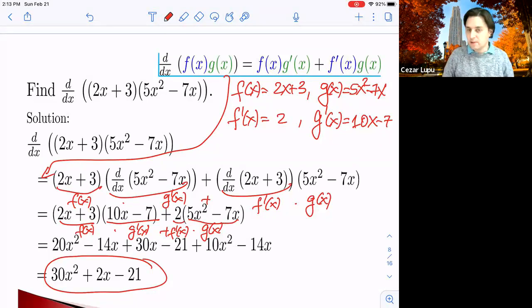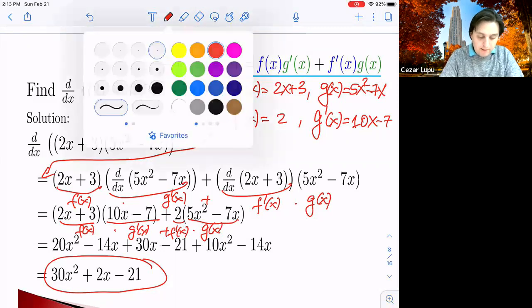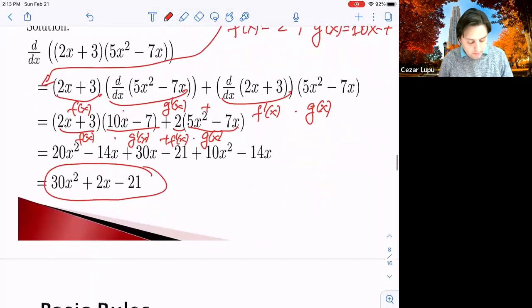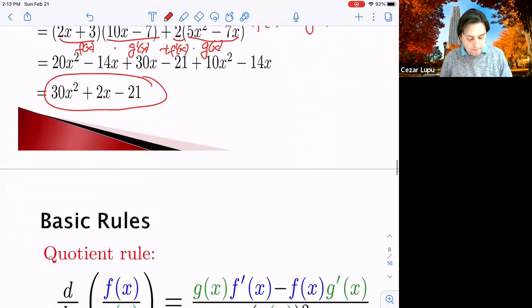Anyway, to be honest with you, in an exam, I wouldn't care too much about the algebra. I just want you to apply the principles correctly. So that's the only thing I do care about. So that's all right. Now let's move to another rule.